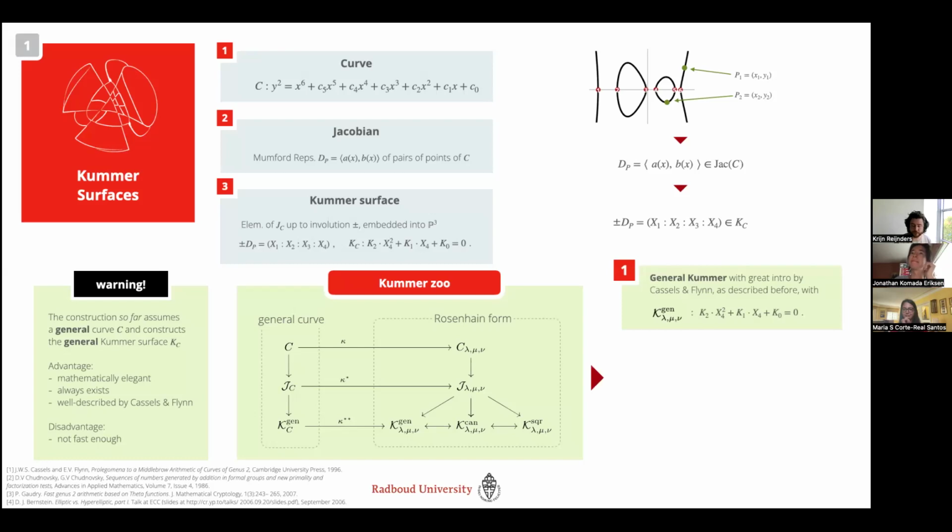So the general Kummer surface was this one introduced by Cassels and Flynn. But the canonical Kummer surface was introduced by the Chudnovsky brothers and introduced by Gaudry to do very fast genus 2 arithmetic. As you can see over here, the equation looks a bit more difficult.